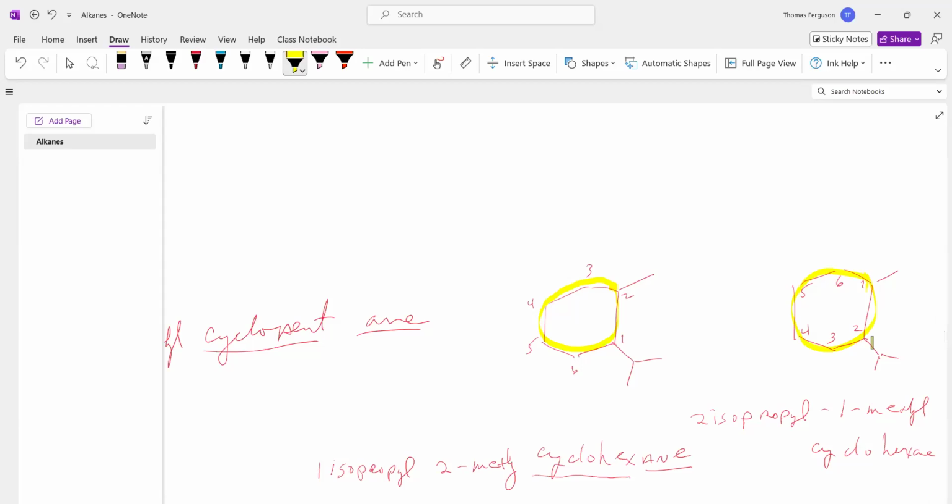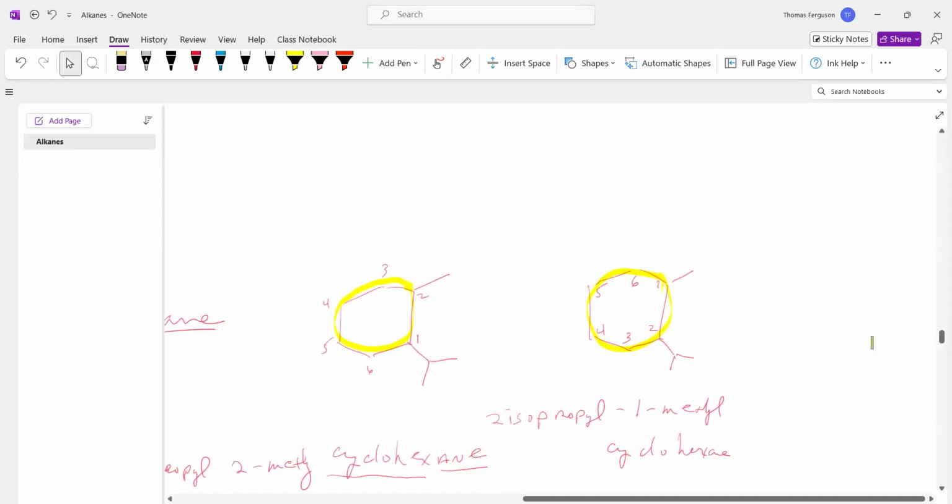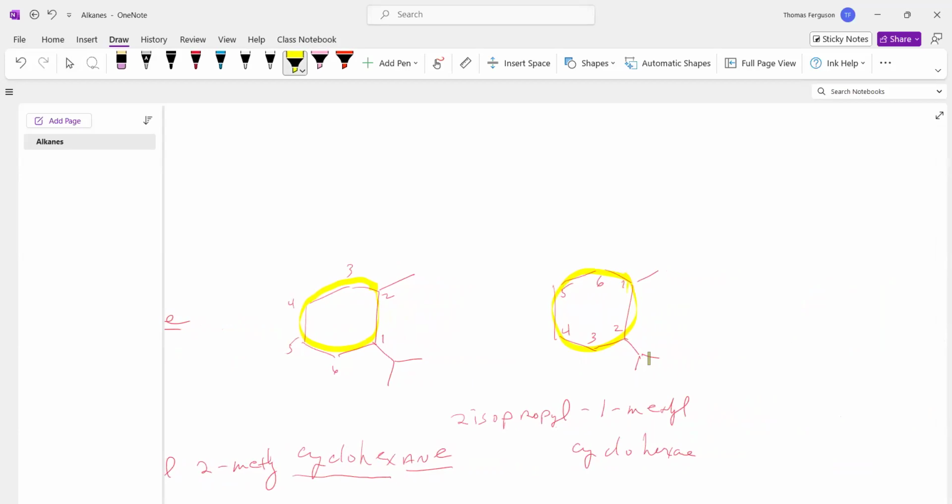Do you understand the difference between isopropyl and plain old propyl? Yes, exactly, the snake's tongue. Whenever you see this fork right there, think of isopropyl. If it wasn't isopropyl and just plain propyl, this is what it would look like.